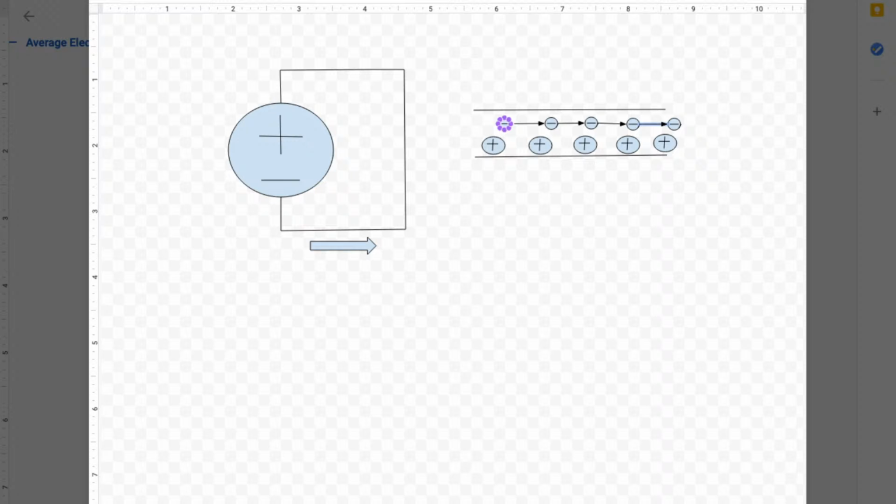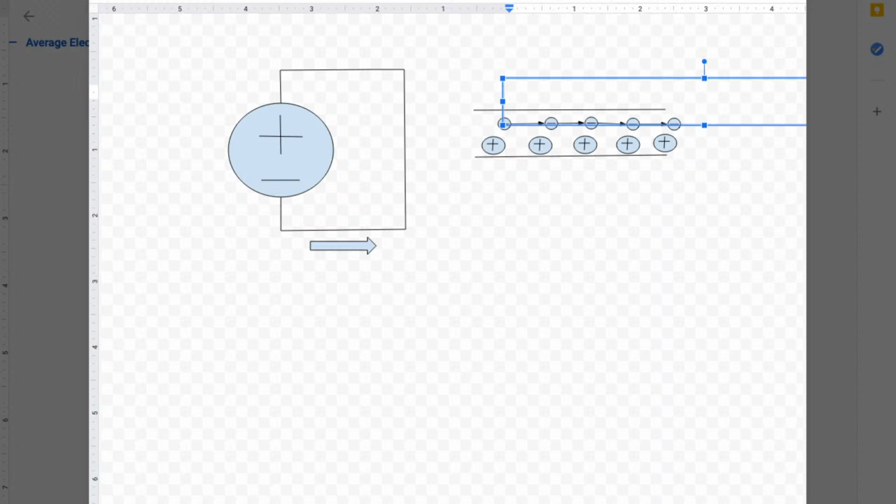And so this is actually described as, do I have text here? This is described as the electron current. Electron, if I could spell it.